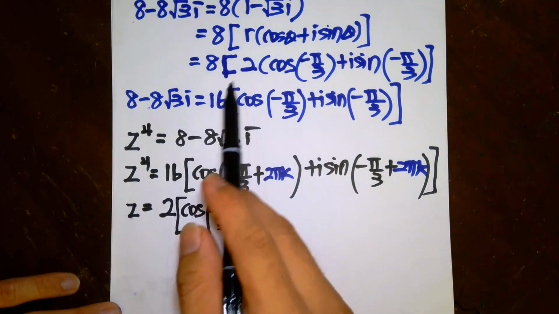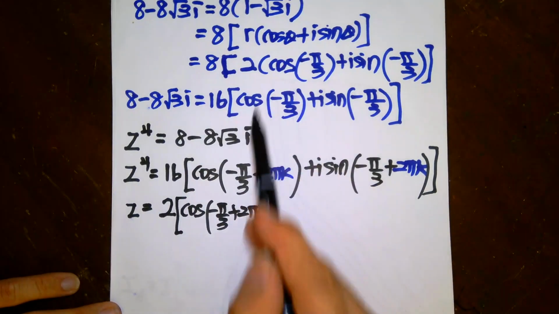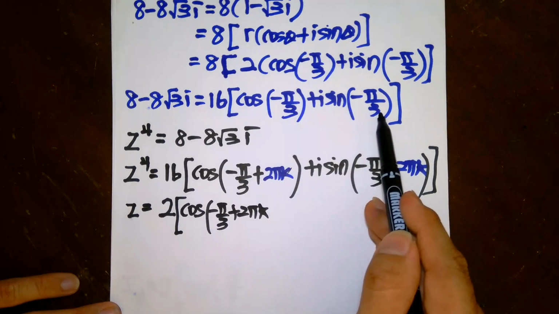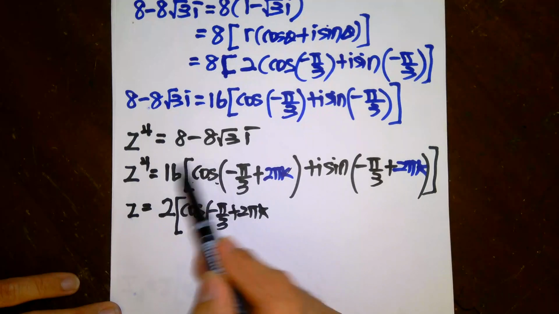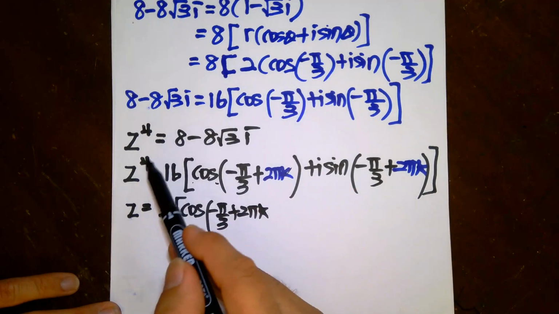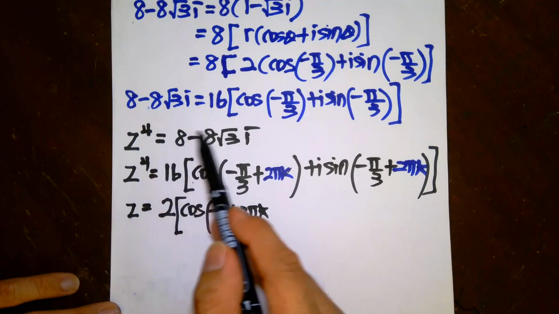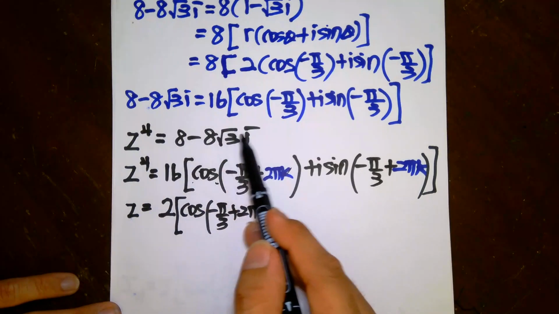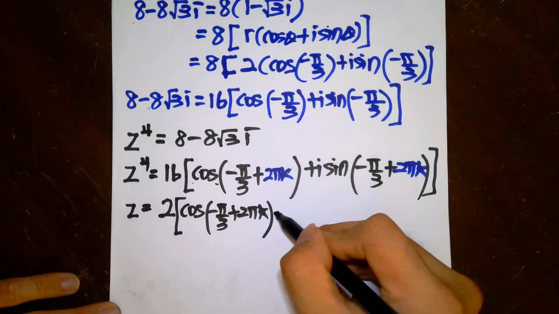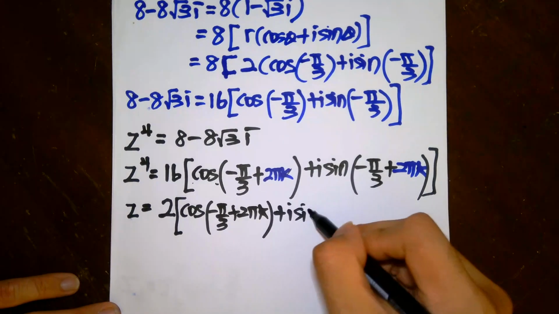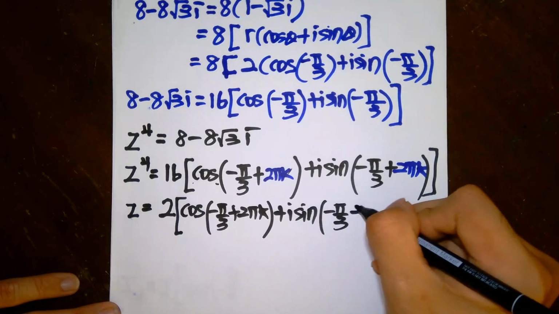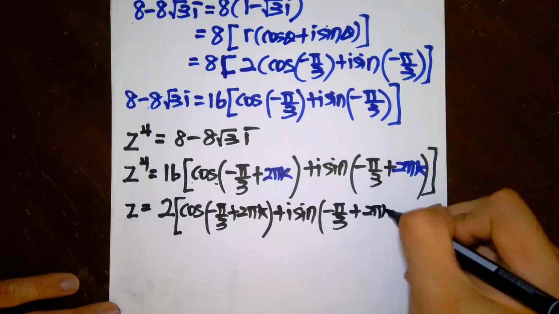It's the same thing here, right? It's the same thing for this, just adding a 2 pi k into the argument. So 16, negative pi over 3, just adding a 2 pi k. So before you find the fourth roots of 8 minus 8 square root of 3i, this complex number, plus I sine negative pi over 3 plus 2 pi k.